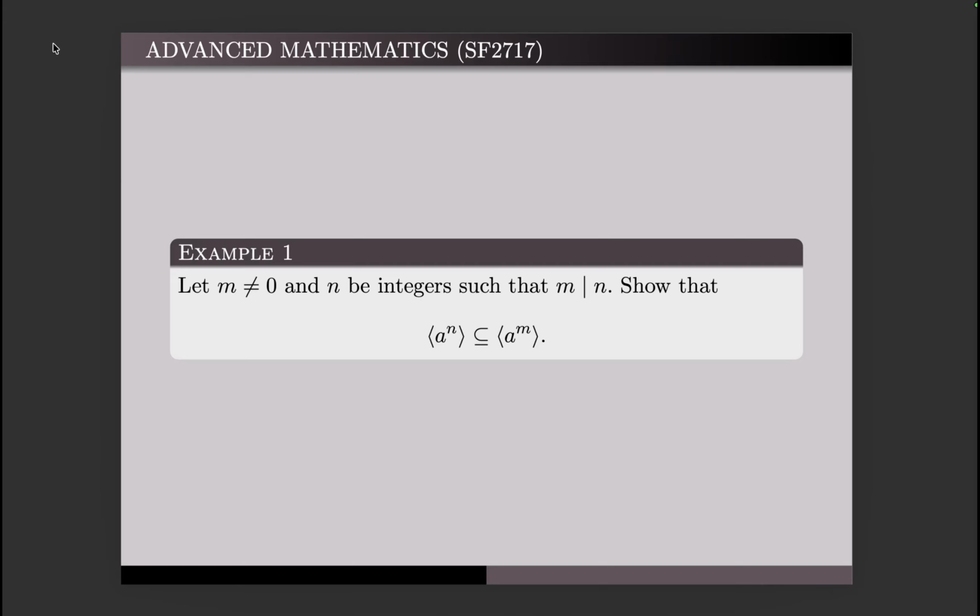So let m not equal to 0 and n be integers such that m divides n, meaning n is divisible by m. Show that the subgroup generated by a to the n is a subset of the subgroup generated by a to the m. Of course, when I say a subset, because we know that the left-hand side and the right-hand side are already groups, subgroups, so the left side is also a subgroup of the right side. But here, I just want to show that this is the inclusion that works.